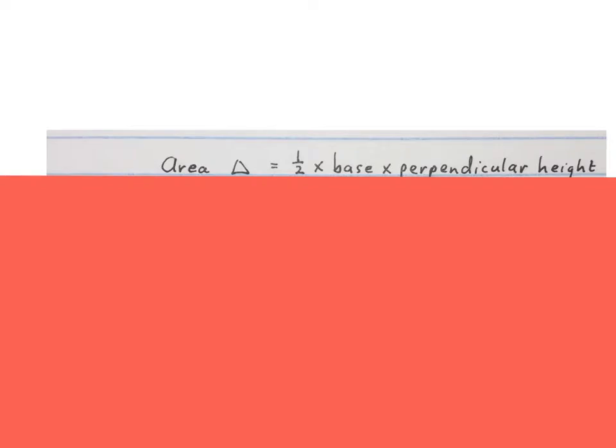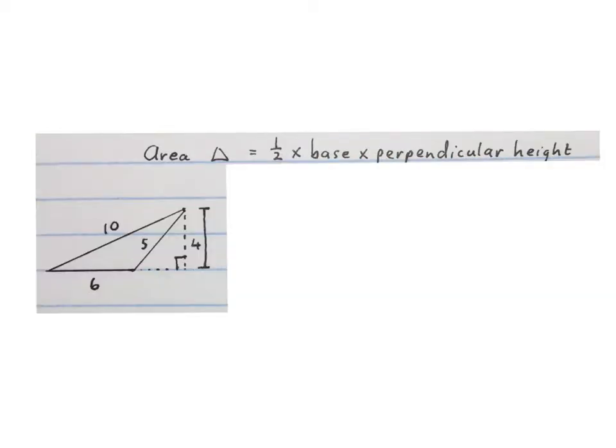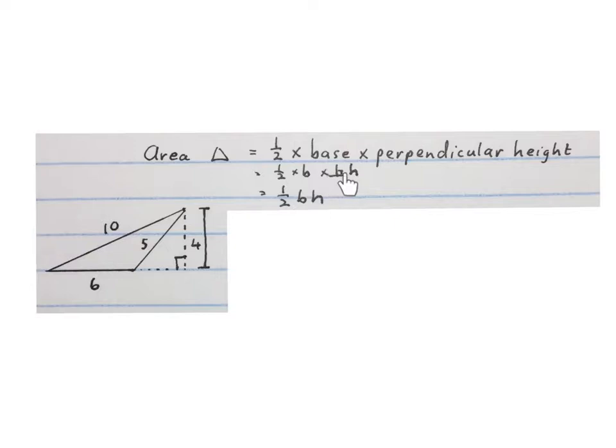Next, you must know how to work out the area of a triangle. There's a formula, half times the base times the perpendicular height. If you want to work out the area of this triangle, you'll write down the formula. Area of a triangle is half times base times perpendicular height. You may also write half times b times perpendicular height. Eventually, we'll just write the area of a triangle is half times b times h.